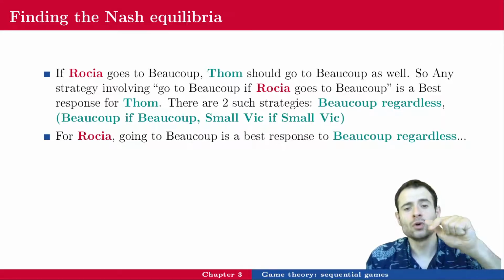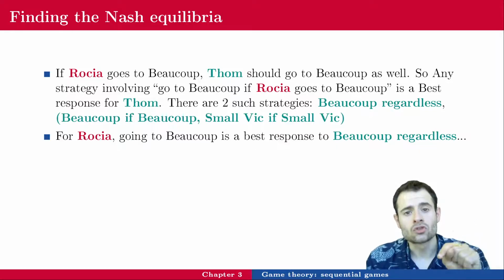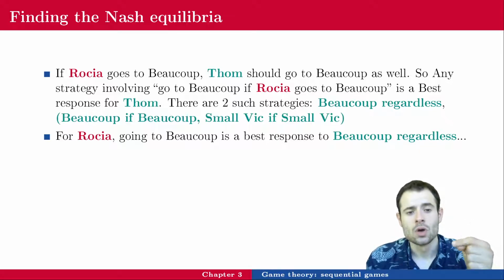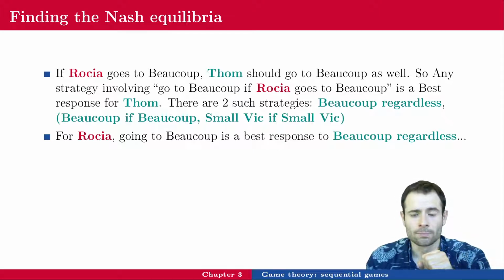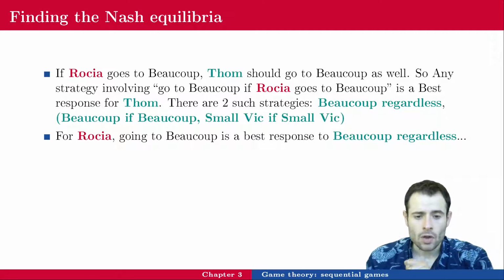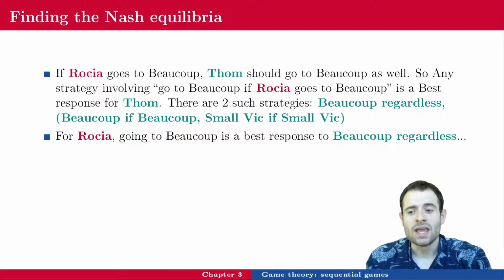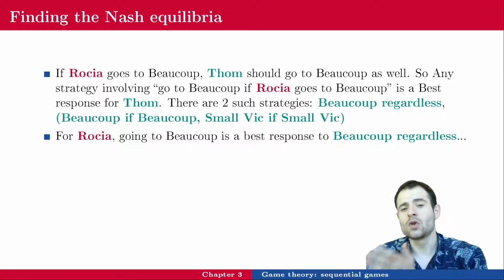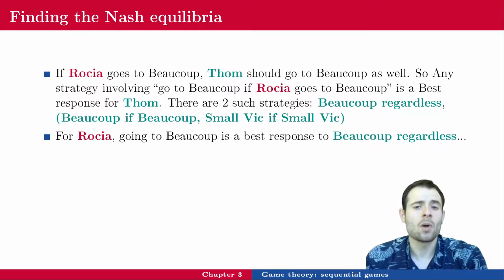Now, we need to do it the other way around. We know Tom's best response to Russia, but we need to know Rosia's best response to Tom. For Rosia, going to Boku is the best response if Tom is going to Boku regardless. If Tom is going to Boku no matter what, Rosia will want to meet him there.